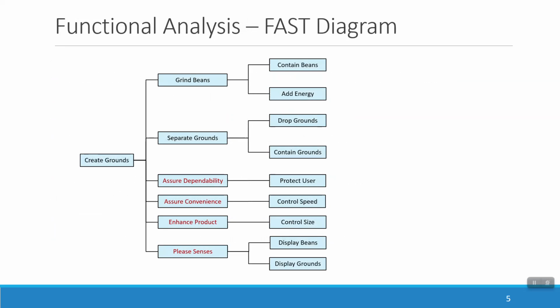The FAST diagram shows that our task is to create coffee grounds. To do this, we have to grind beans by first containing the beans and adding energy to grind them. We then must separate the grounds from the beans by dropping the grounds and containing the beans.